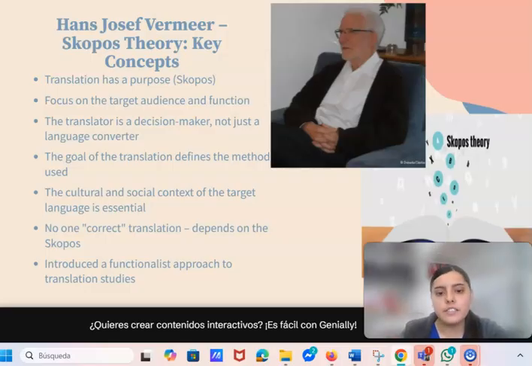Basically, Vermeer said that the most important thing in translation is purpose, what the translation is supposed to achieve in the target culture. That's where the word skopos comes from. It's Greek, it means goal or aim. According to Vermeer, the translator is not just a language expert, but a kind of cultural mediator.